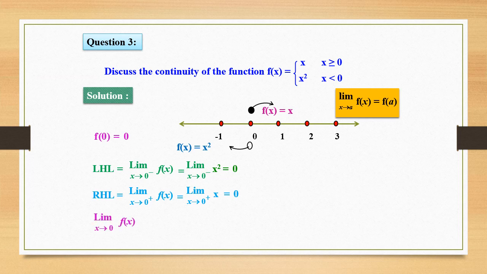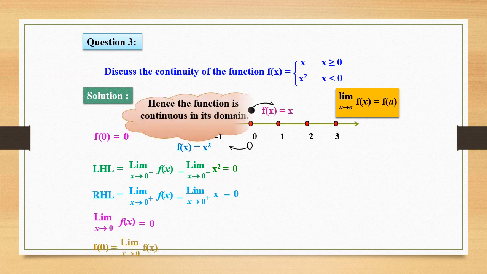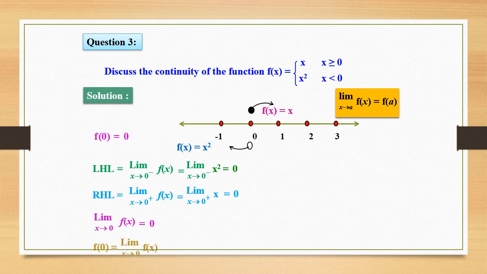So we can see that the left hand limit of the function is equal to the right hand limit of the function, which is equal to the value of the function at 0, and therefore the given function is continuous at x is equal to 0. Next question.